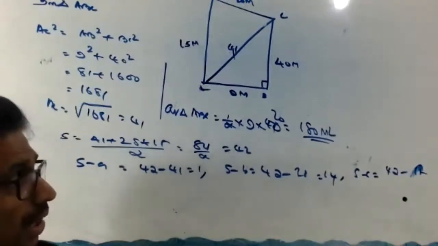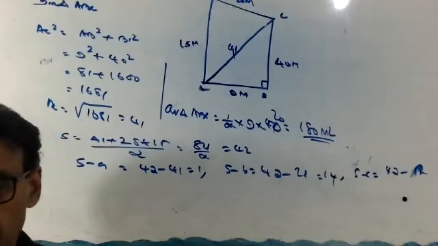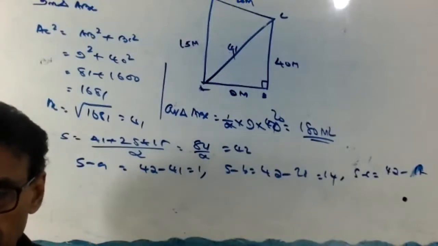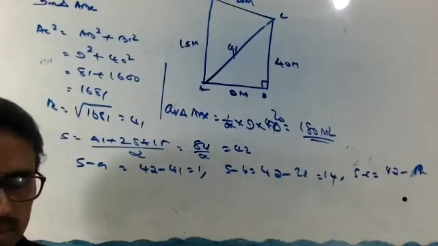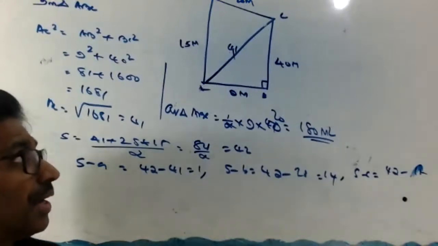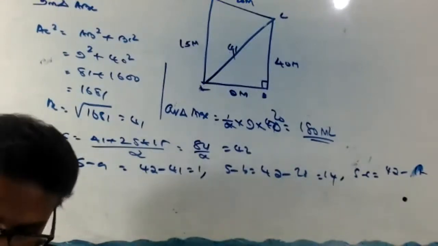First you find the area of triangle ABC, that is just half base into height because it is a right triangle. No need to use Heron's formula. Then you find the area of triangle ADC using Heron's formula.